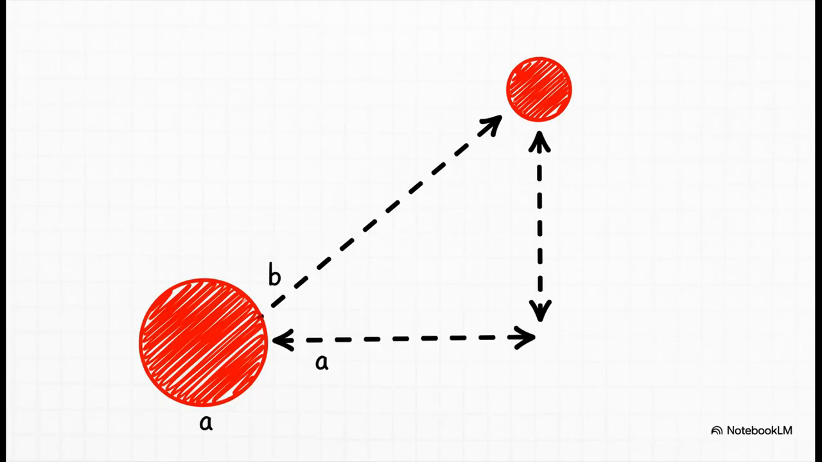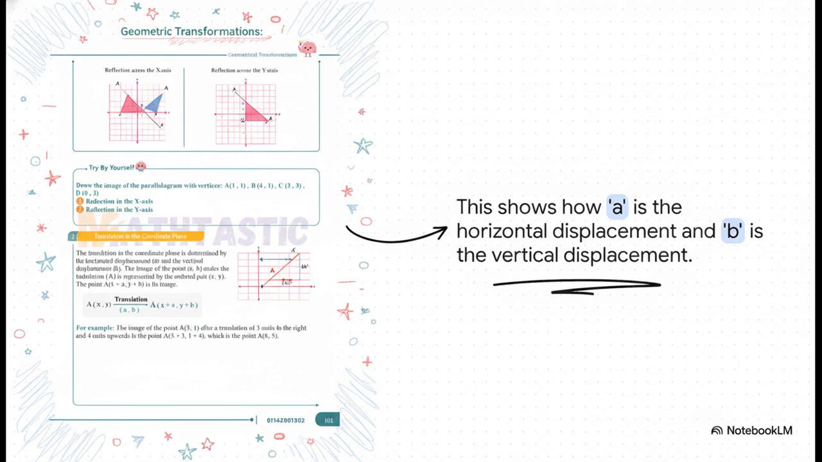And here's the math that describes that slide. The A value tells us how far to move left or right, and the B value tells us how far up or down. So a positive A means go right, a negative A means go left, a positive B goes up, and a negative B goes down. Simple as that. This visual really helps break it down. That horizontal journey is A, and the vertical journey is B. When you put them together, they move the original point A to its brand new spot, which we call A prime, just to show it's the new transformed point.